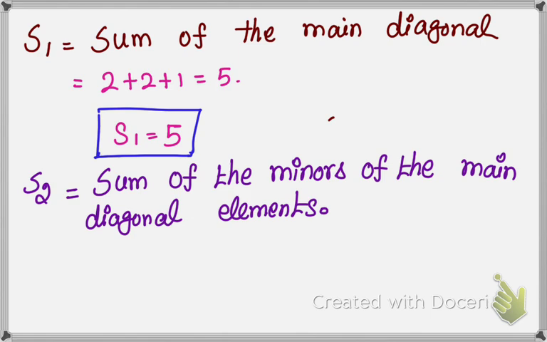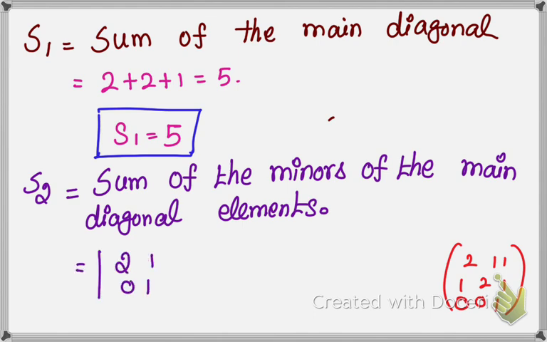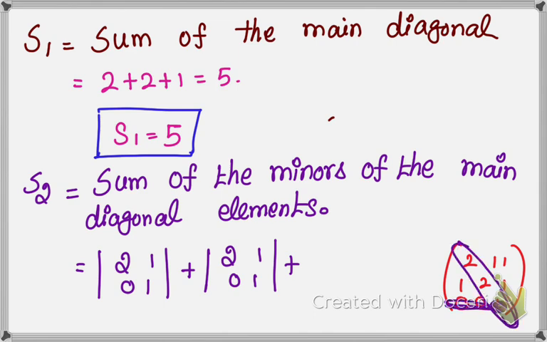So you can write the same matrix: 2, 1, 1, 1, 2, 1, 0, 0, 1. First you are going to find the first minor. Here minor means, in this diagonal, you choose the first element, then you eliminate its row and column; the remaining values are the minor. So the first minor is 2, 1, 0, 1. Next, again in the same diagonal, choose the second element. Here you delete the row and column and find the remaining values: 2, 1, 0, 1. Next, in the diagonal, you eliminate the last element. So this row and column you delete. The remaining four values are 2, 1, 1, 2.